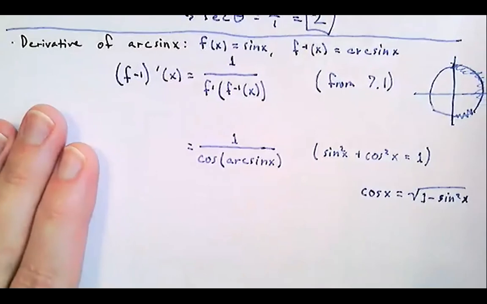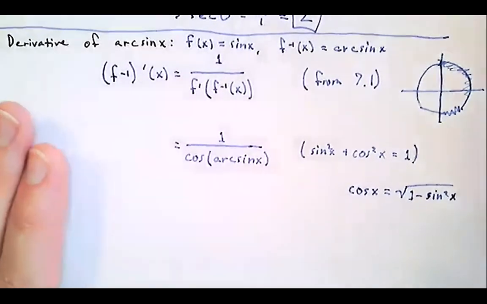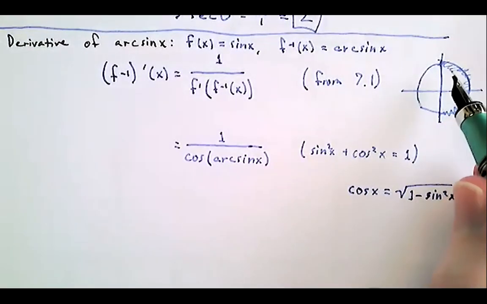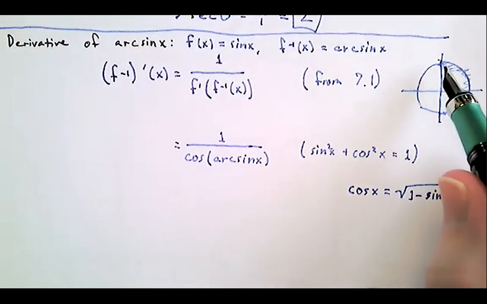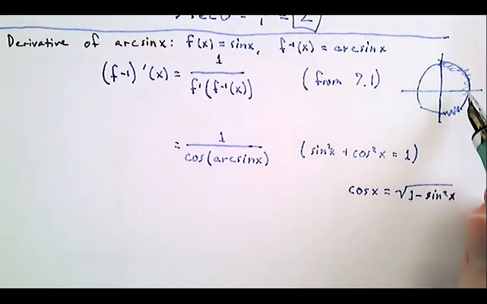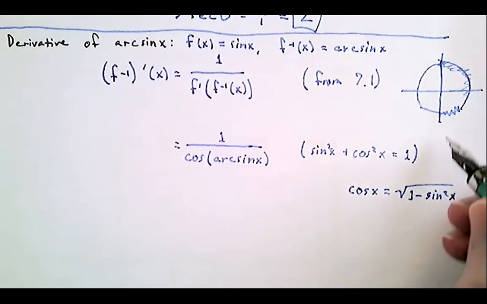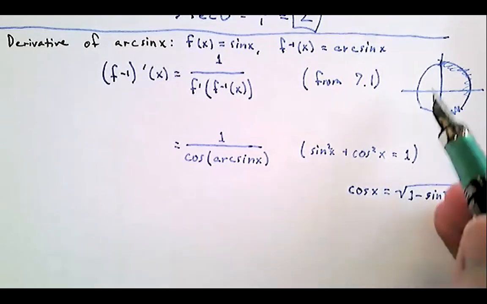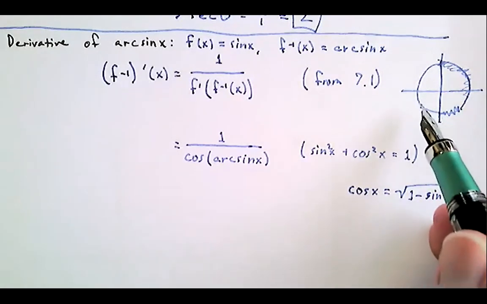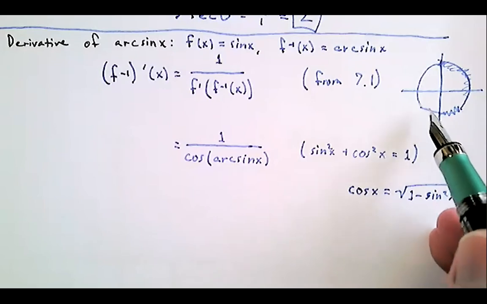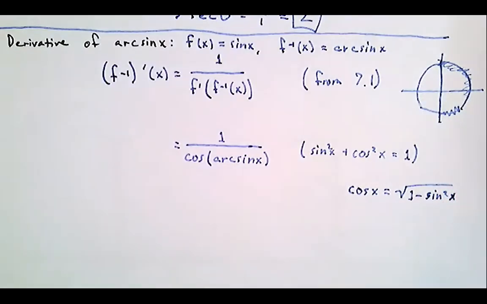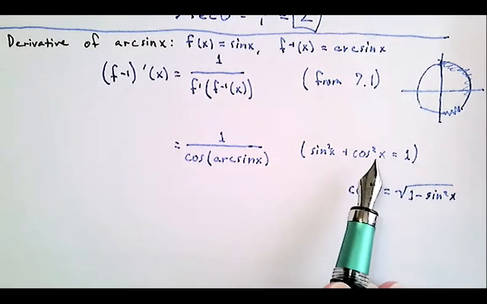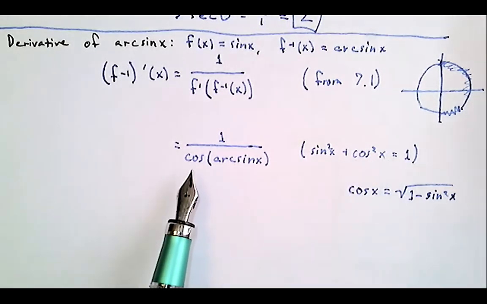So we're talking about the right half of the circle when we're talking about arc sine. And cosine values over here are always positive, or at least non-negative. So that's why we don't have to worry about the minus part for cosine, which corresponds to angles over here. Okay. So now we'll take this from the Pythagorean theorem and plug it in for cosine.